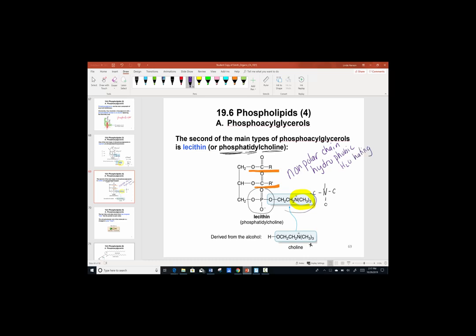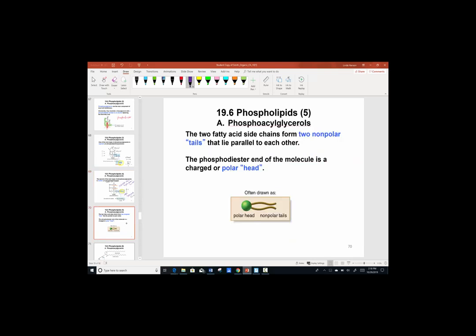But here we have a very charged area. We see that that oxygen is carrying a negative charge. The nitrogen is carrying a positive charge. And that creates what we have as a polar region of the molecule. And because it's polar, it is said to be hydrophilic, water-loving. And that general structure there has a polar head, which is the charged positive and negative region of that phosphodiester region.